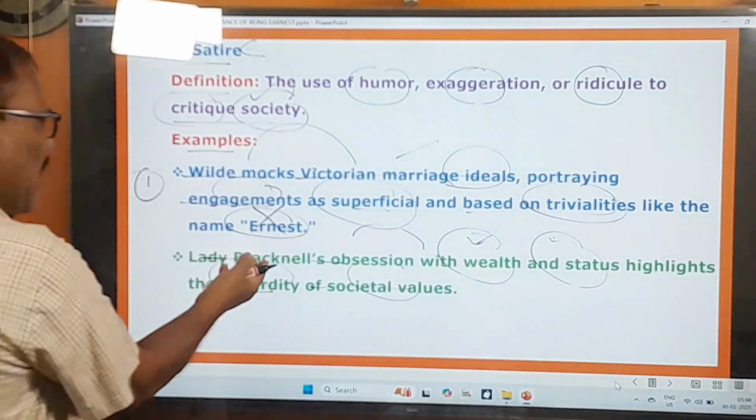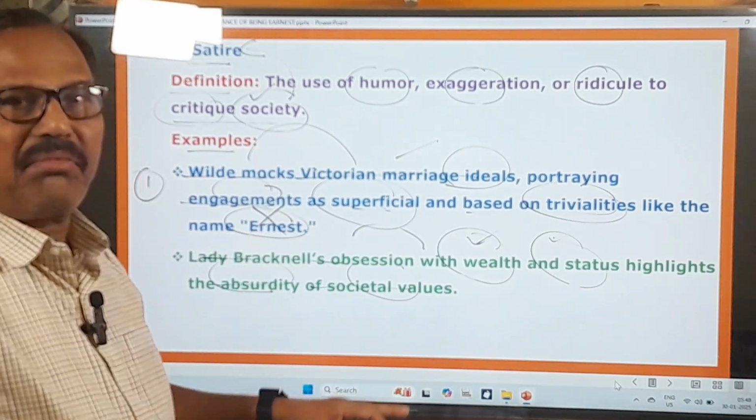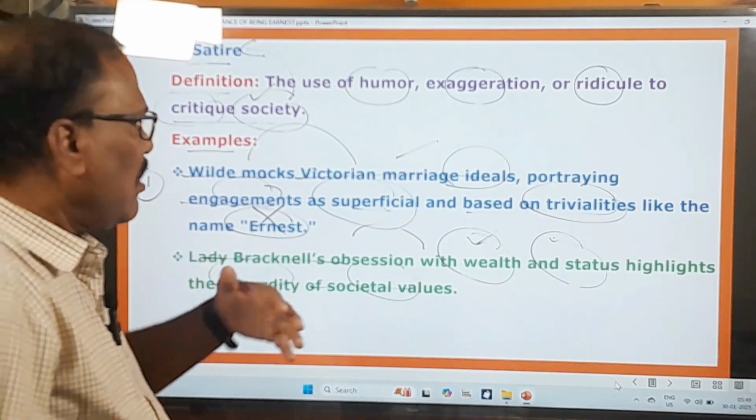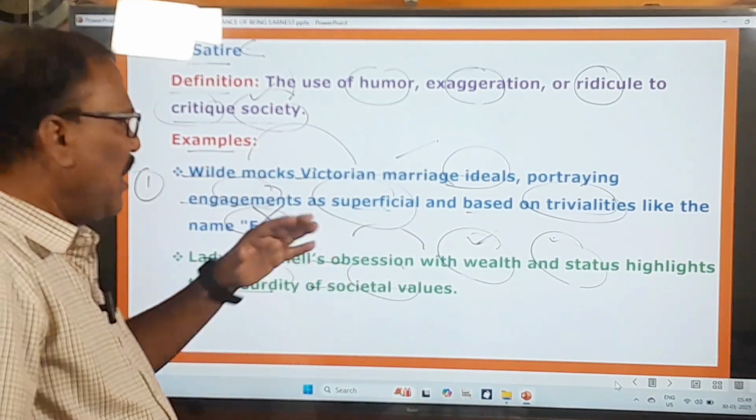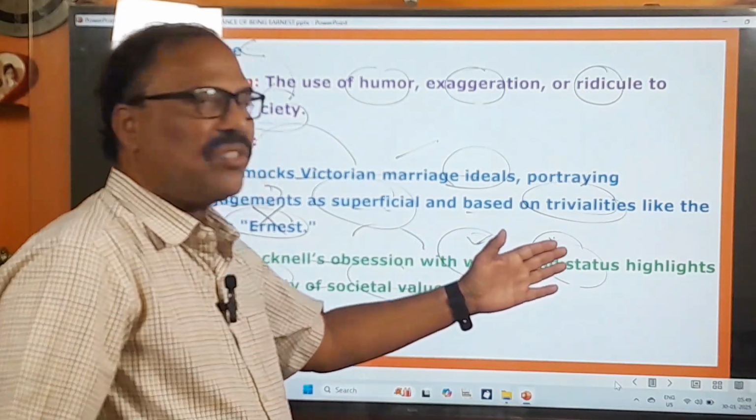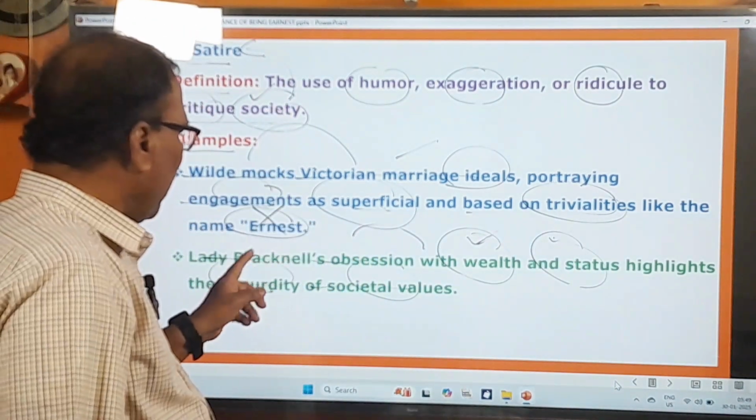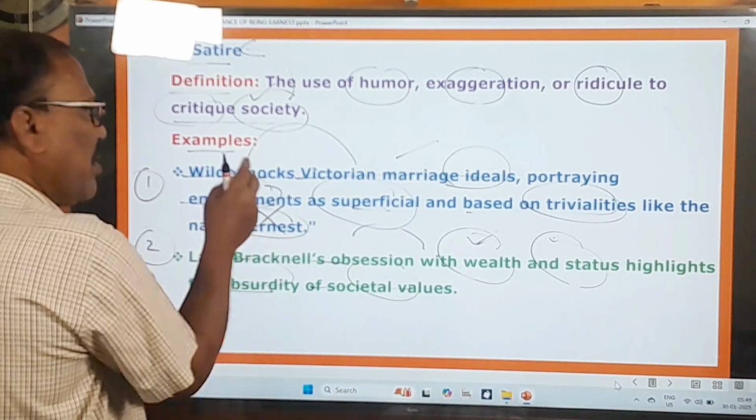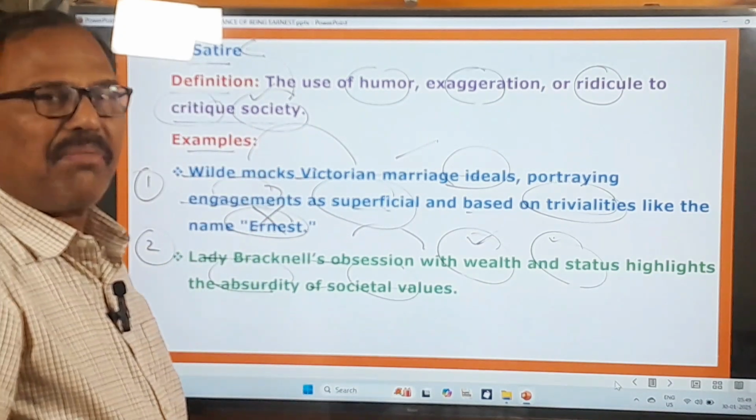So here Lady Bracknell disapproved the marriage of Jack Worthing with her daughter, that is Gwendolen, because she learned that Jack Worthing was only an orphan. He did not have a huge wealth and status. She rejected his proposal to marry her daughter. And this is the second satire. So in this way, you can find satire in the drama, The Importance of Being Earnest.